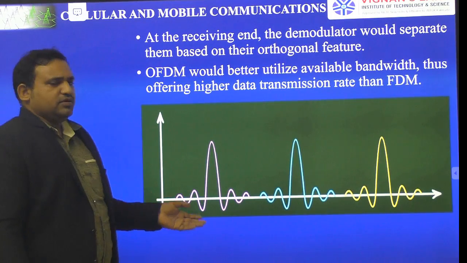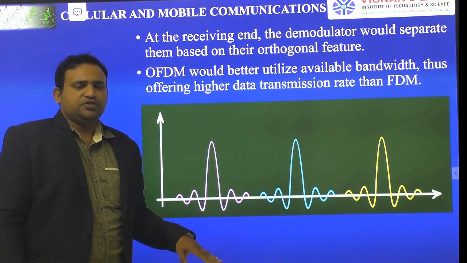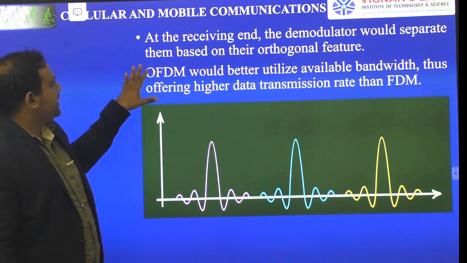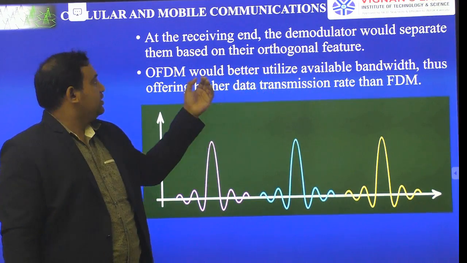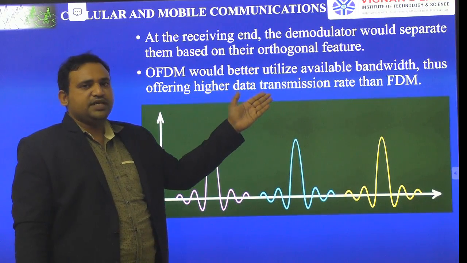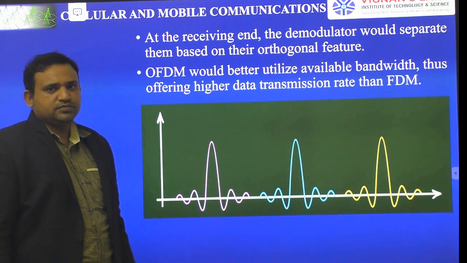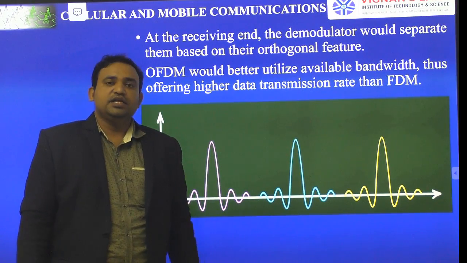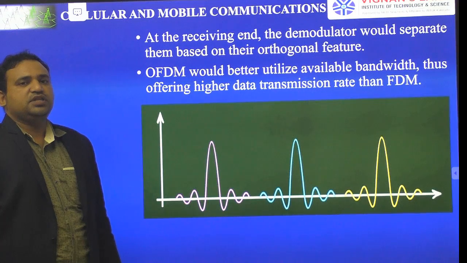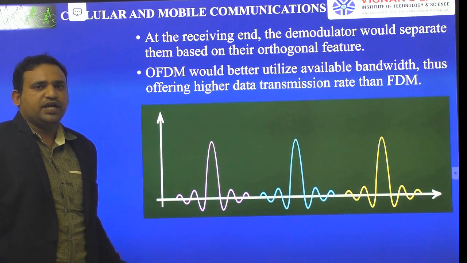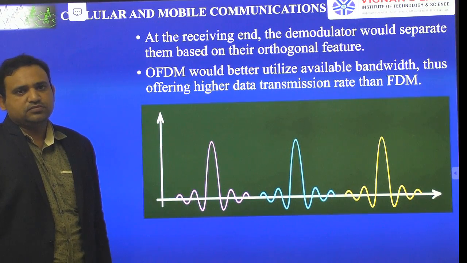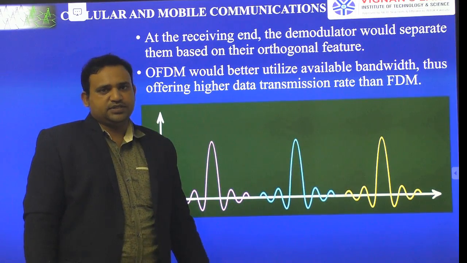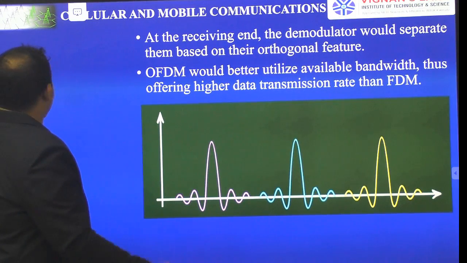At the transmitting end, we are transmitting the channels without interference. At the receiving end, the demodulator would separate them based on their orthogonal feature, and OFDM would better utilize the available bandwidth, thus offering a higher data transmission rate than FDM. Within less bandwidth, we can transmit more channels. By using a demodulator, we can separate the respective signals. This is about OFDM.